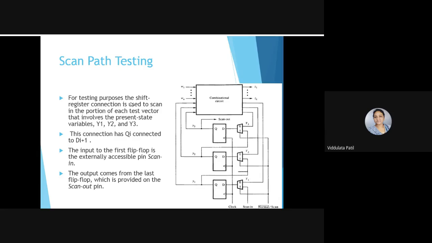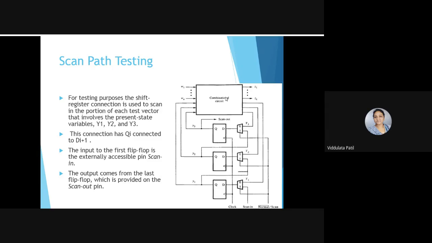Okay, so that means whatever pattern we are applying at this scanning input, we are checking at this Y. And then depending on that, we are going to decide whether this circuit is working properly, that means whether these flip-flops are working properly or not. And if it is working properly, then we go for the testing of the combinational circuit. Once we decide that these flip-flops are working properly, we will shift to checking the combinational logic circuit.